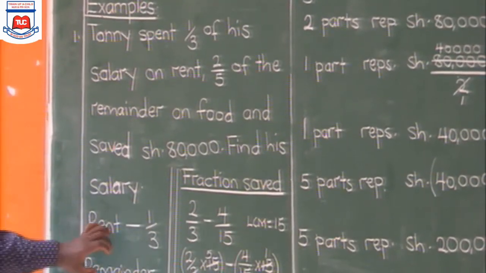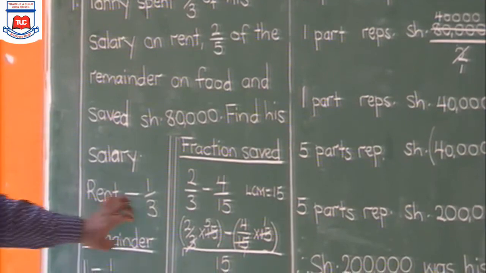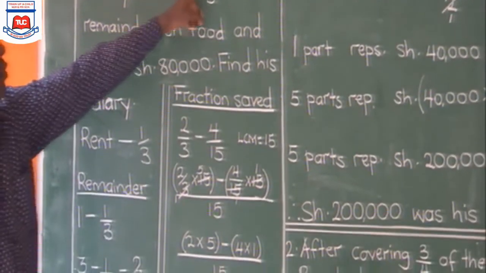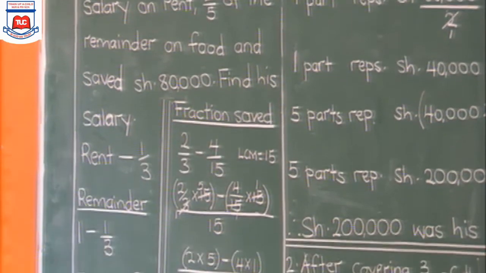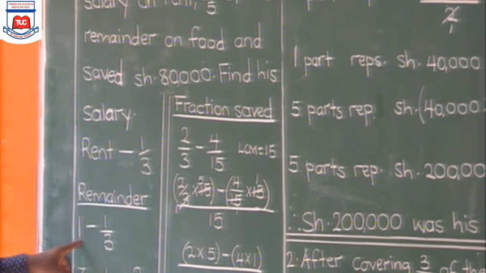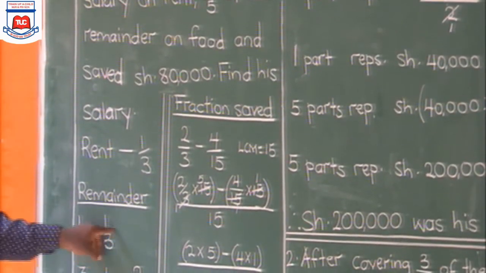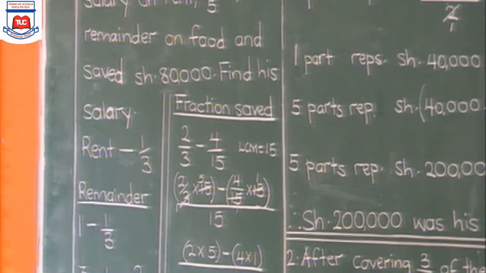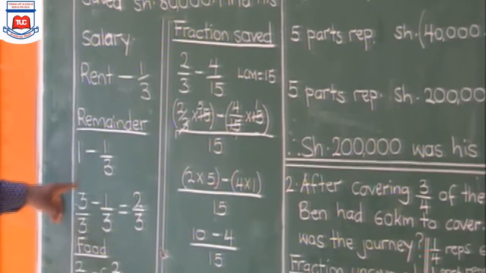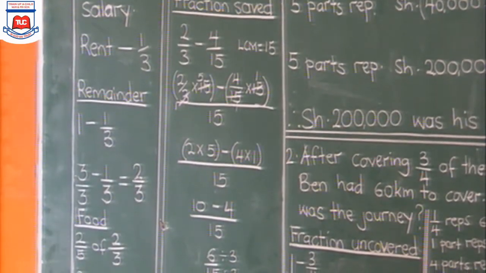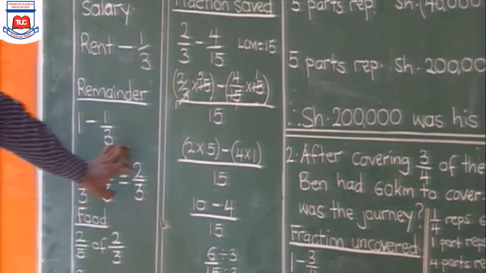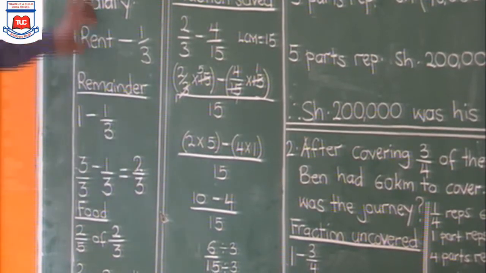What remains is termed the remainder, like they say 2/5 of the remainder on food. You say remainder equals the whole minus a third. Our whole number in terms of 3 is 3 out of 3. 3 out of 3 minus a third equals 2 out of 3.